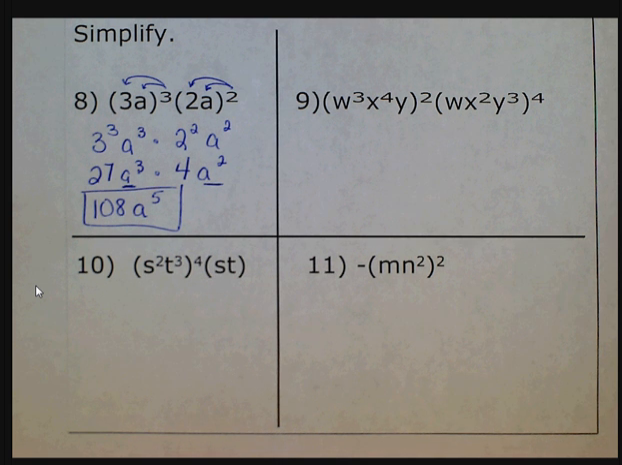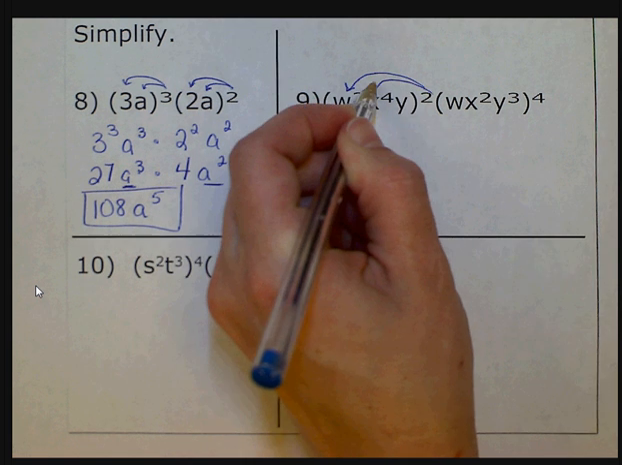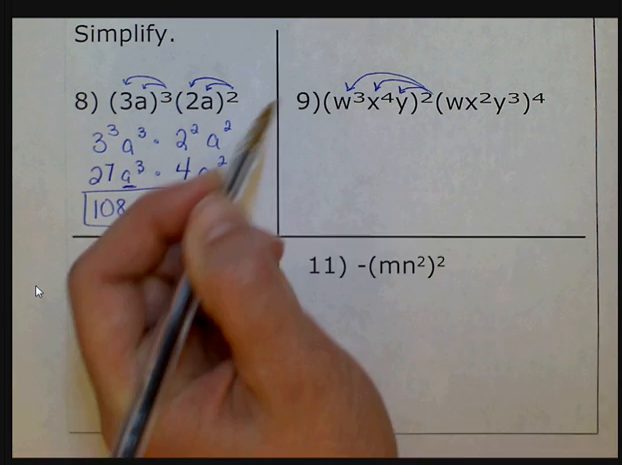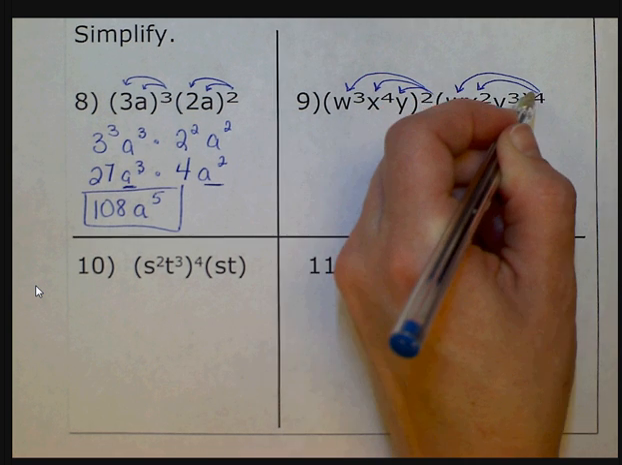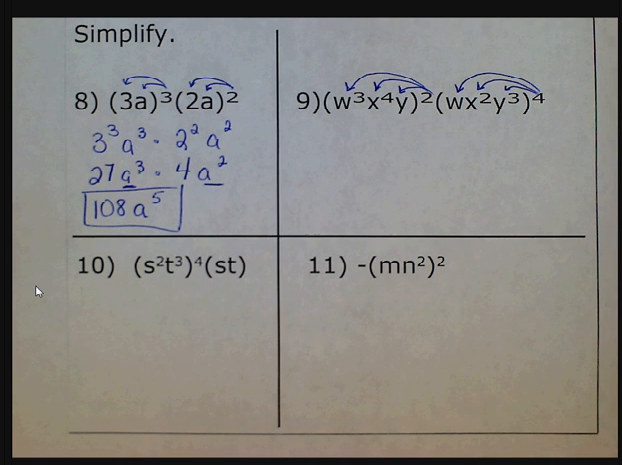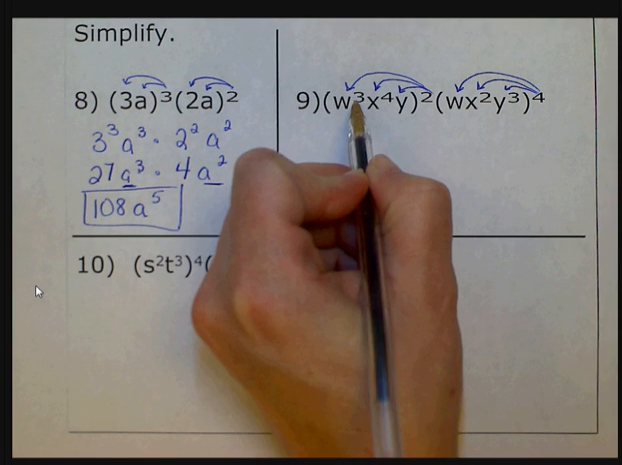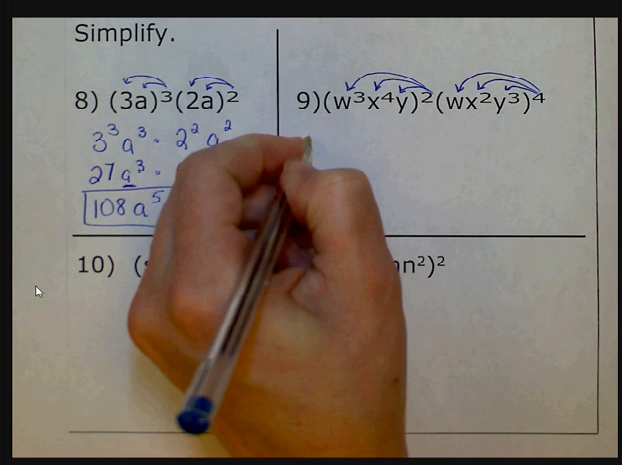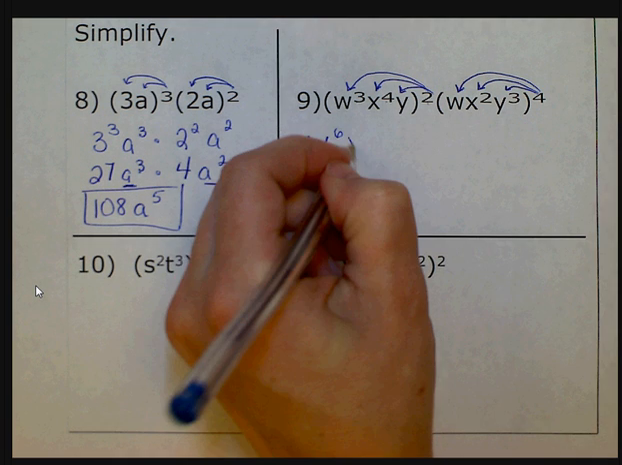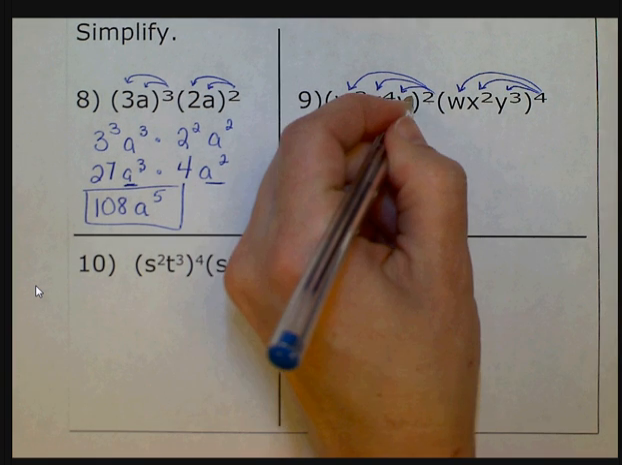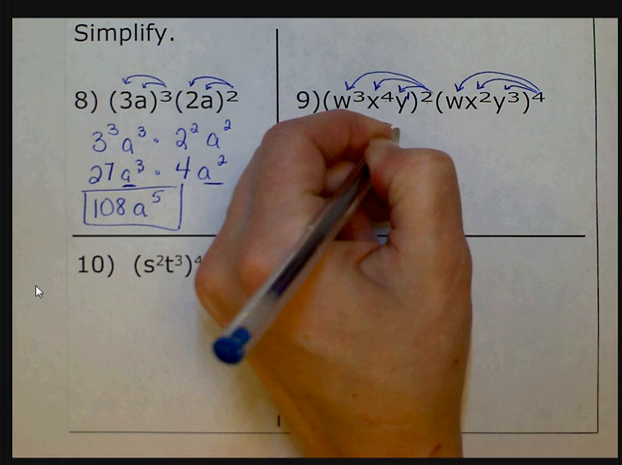All right, number 9. This 2 is going to be handed out to the w to the 3rd, x to the 4th, and the y. And this 4 is going to be handed out to the w, the x squared, and the y to the 3rd. Remember, when you have a power raised to a power, you multiply. So here we're going to take 3 times 2, so that's w to the 6th. 4 times 2, so that's x to the 8th. And remember, this y has a 1, so 1 times 2 is 2, so we get y squared.